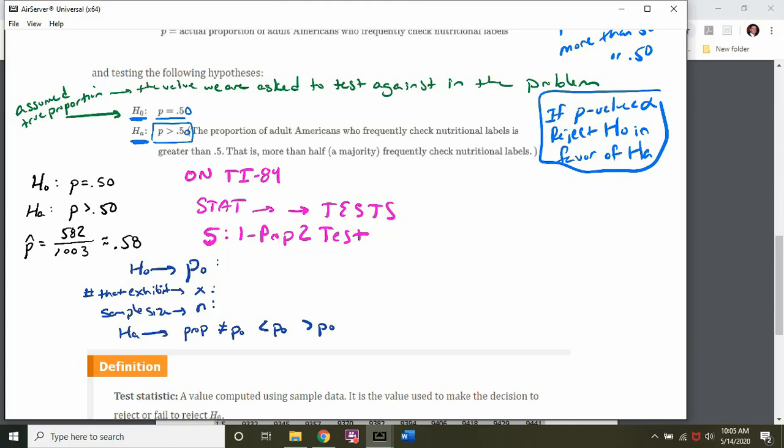Then below that, you see calculate, draw. Okay, so for this particular problem, here's how it's going to look. P0 is our null hypothesis value, that's 0.5.